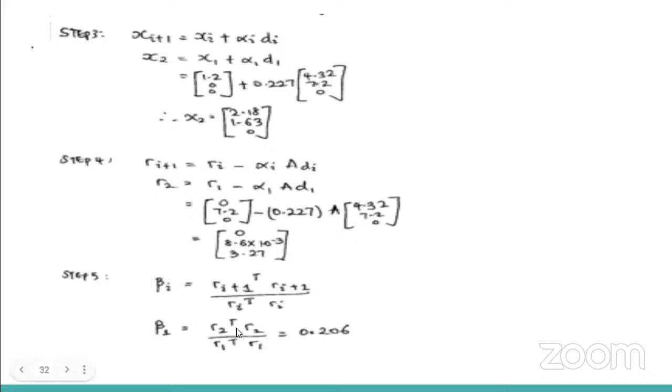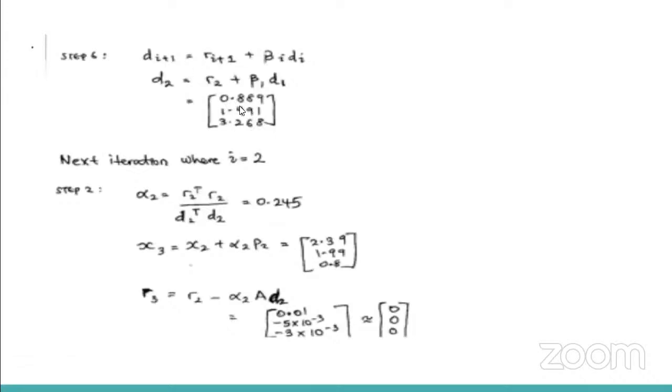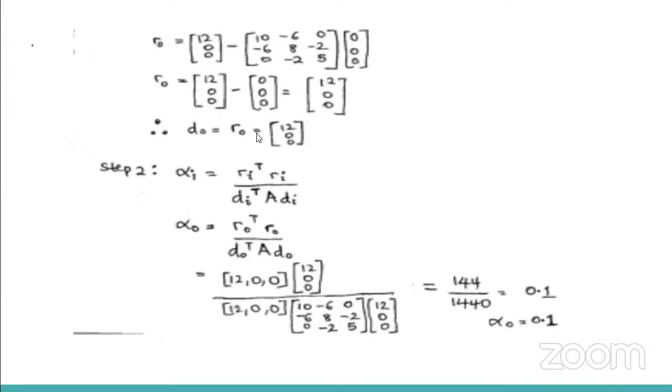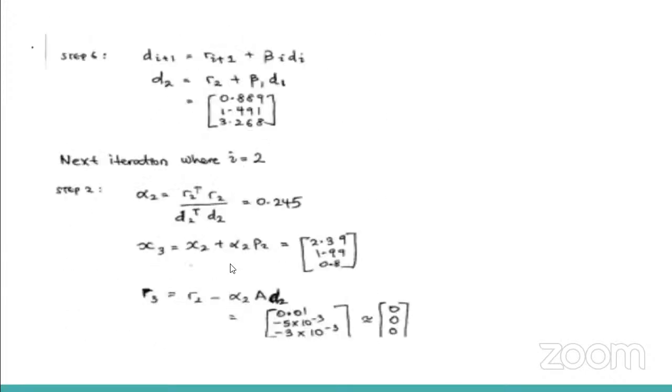After the second iteration, when we got to step 6, we got 0.889, 1.491, and this. The next iteration is where i equals 2, so you just repeat the same thing. We got to this point where we have something like this, as you can see. This is our x3. What you should be looking at is the value of x, because remember from the equation, this is what we are looking for: your x1, your x2, your x3. So we are looking for the iterations of x. This is our x3.